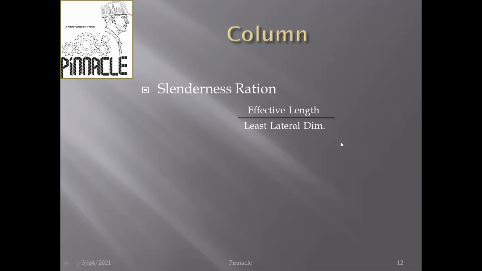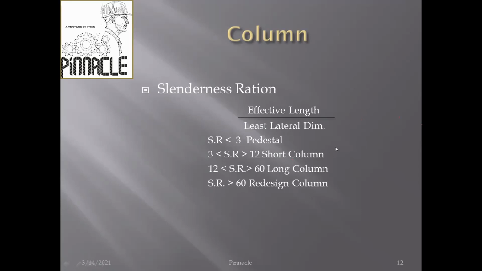If you are providing a long column, what will happen? Then buckling will happen. That's why we use the slenderness ratio for buckling. If the slenderness ratio is less than 3, then it is a pedestal. If it is between 3 and 12, it is a short column; between 12 and 16, it is a long column; and greater than 60, you need to redesign the column. Why redesign the column? Because it will fail under buckling. It will buckle too much. That's why you need to redesign the column.